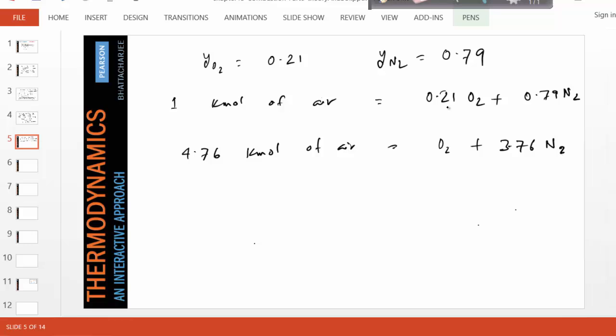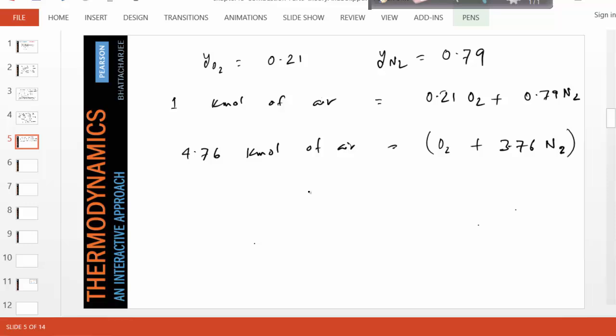See if that makes sense to you. 1 kilomole of air has this plus this. Multiplying both sides by 4.76, we get 1 kilomole of oxygen. So in other words, if somebody says, give me 1 kilomole of oxygen, you can go around and get 4.76 kilomole of air. In that, you're sure there'll be 1 kilomole of oxygen. So when you're writing a reaction between methane and air, an easier way to write the reaction will be methane plus this much amount of oxygen and nitrogen.